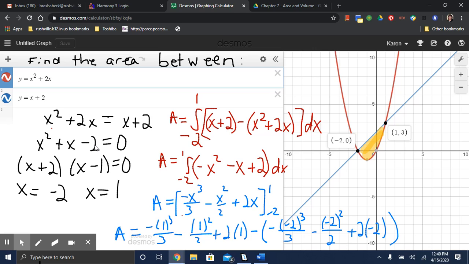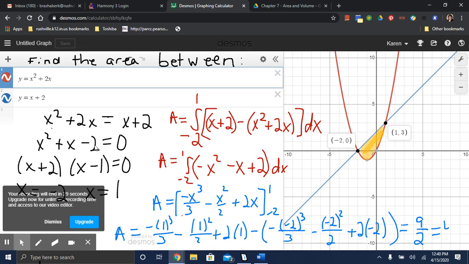And combining like terms and getting the fractions with common denominators, you should end up with an answer of 9/2 or 4.5. And that would be the area that you see shaded in yellow between those two graphs, the y equals x plus 2 and the y equals x squared plus 2x.